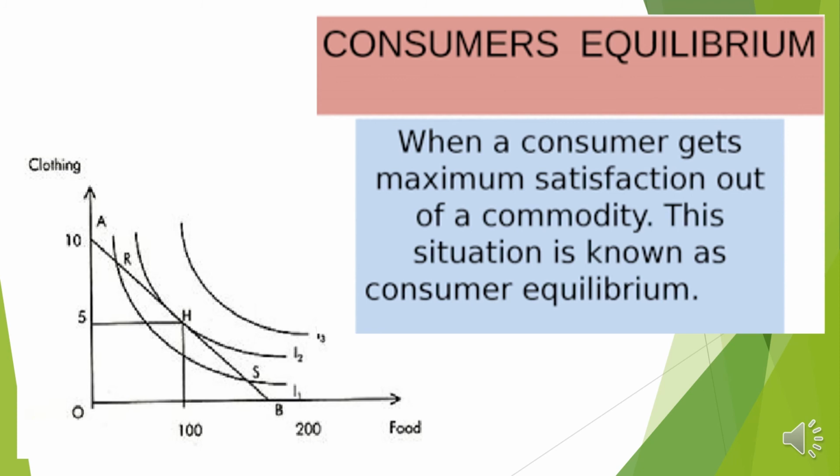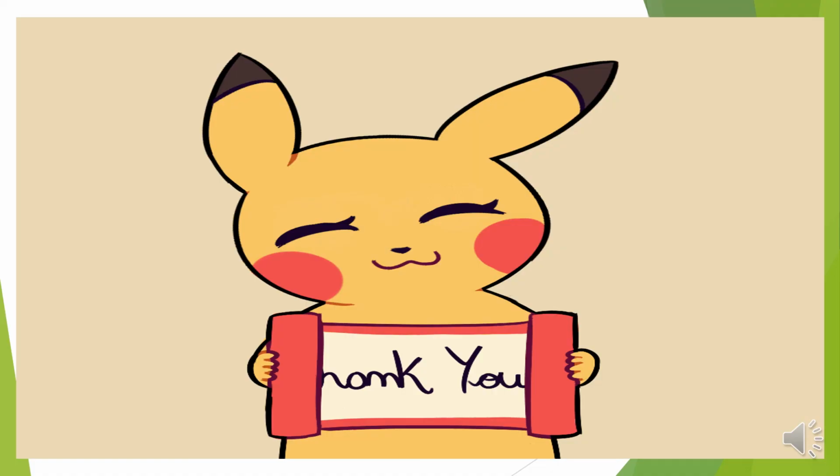In the graph, the consumer is in equilibrium at point H when he consumes 100 units of food and purchases 5 units of clothing. The budget line, A and B, touches the highest possible indifference curve at point H.